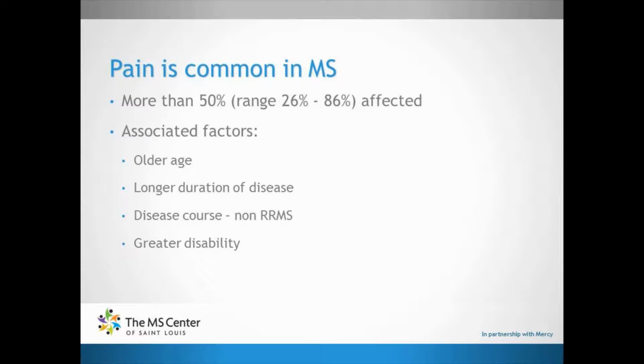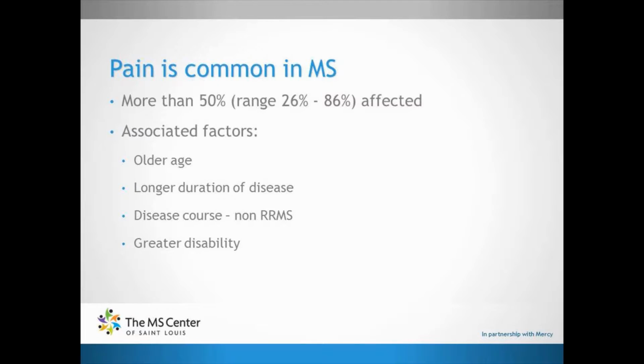So it is common. We just saw that, and it truly is common. More than 50%. There's a large range. When I looked at studies, it was reported between 26 and 86% of people had pain in MS. And there are some factors, or what we call risk factors, that might make somebody more prone to having pain than other people. That would be older age. I mean, anything older than 2, I suppose. Older age, longer duration of disease.